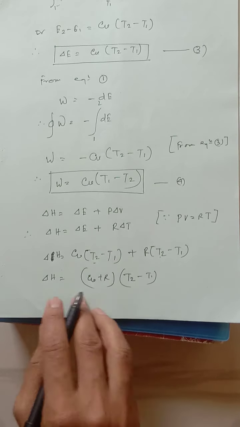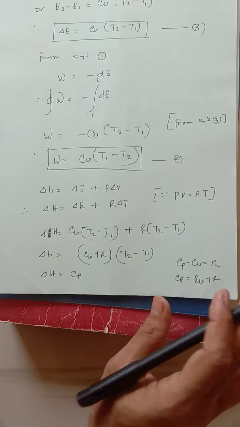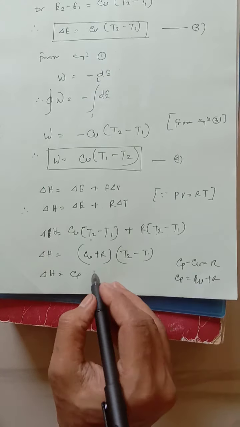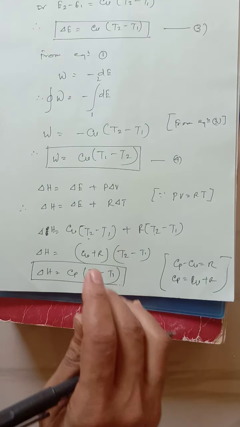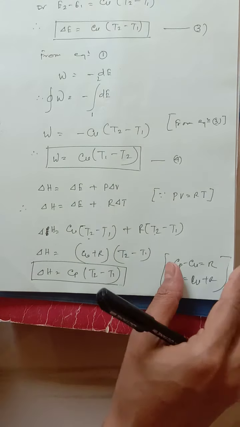Now we all know that Cp minus Cv equal to R. So Cp equal to Cv plus R. So from this we can write delta H equal to Cp into T2 minus T1. So we have calculated delta H also. So I think it's clear. So we have calculated all the properties here. Now it is for adiabatic I have written.